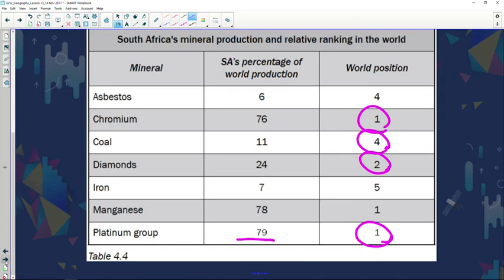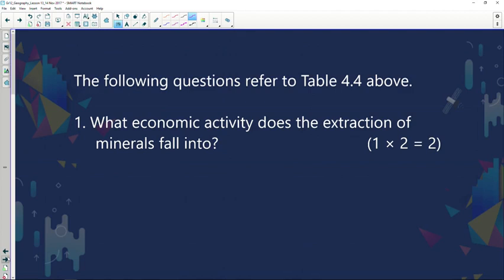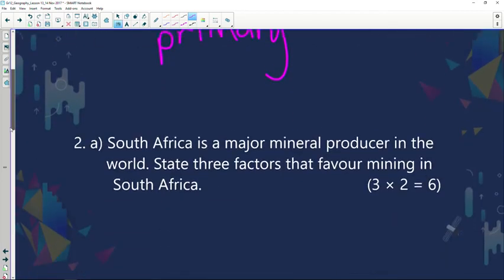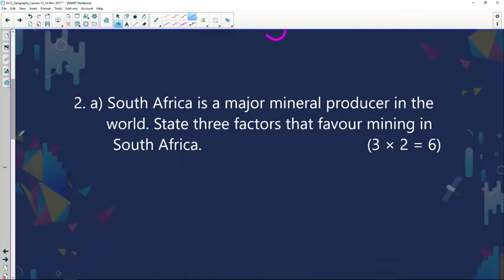Now let's look at the questions regarding this table. What economic activity does the extraction of minerals fall into? Removing minerals is known as primary economic activities. As you can see, like we just discussed when you look at this table, South Africa is a major mineral producer.